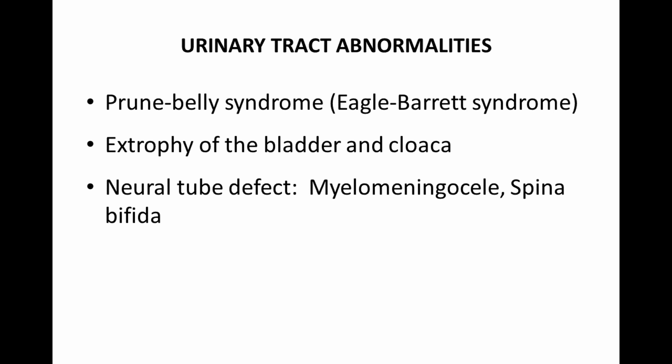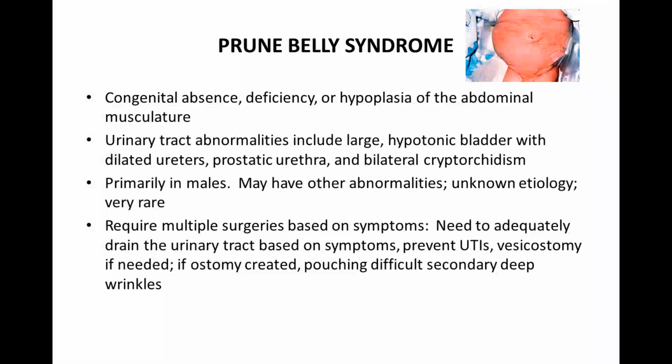Congenital urinary tract anomalies include posterior urethral valves, prune belly syndrome, bladder exstrophy, and myelomeningocele. Prune belly syndrome is a very rare congenital anomaly in which there is an absence of abdominal wall musculature. These boys have urinary tract anomalies which include large bladders, dilated ureters and prostatic urethra, and bilateral undescended testicles. Other abnormalities can also be present. Treatment is dependent on the exact nature of the individual's problems.